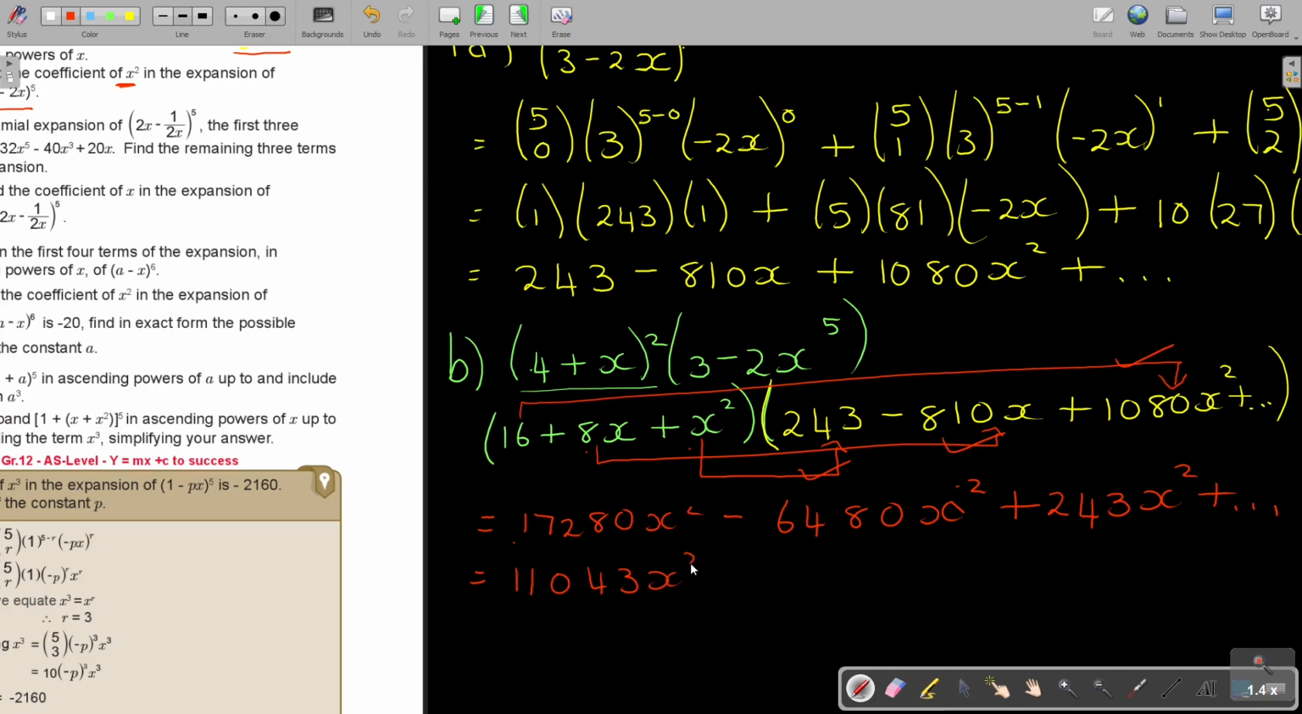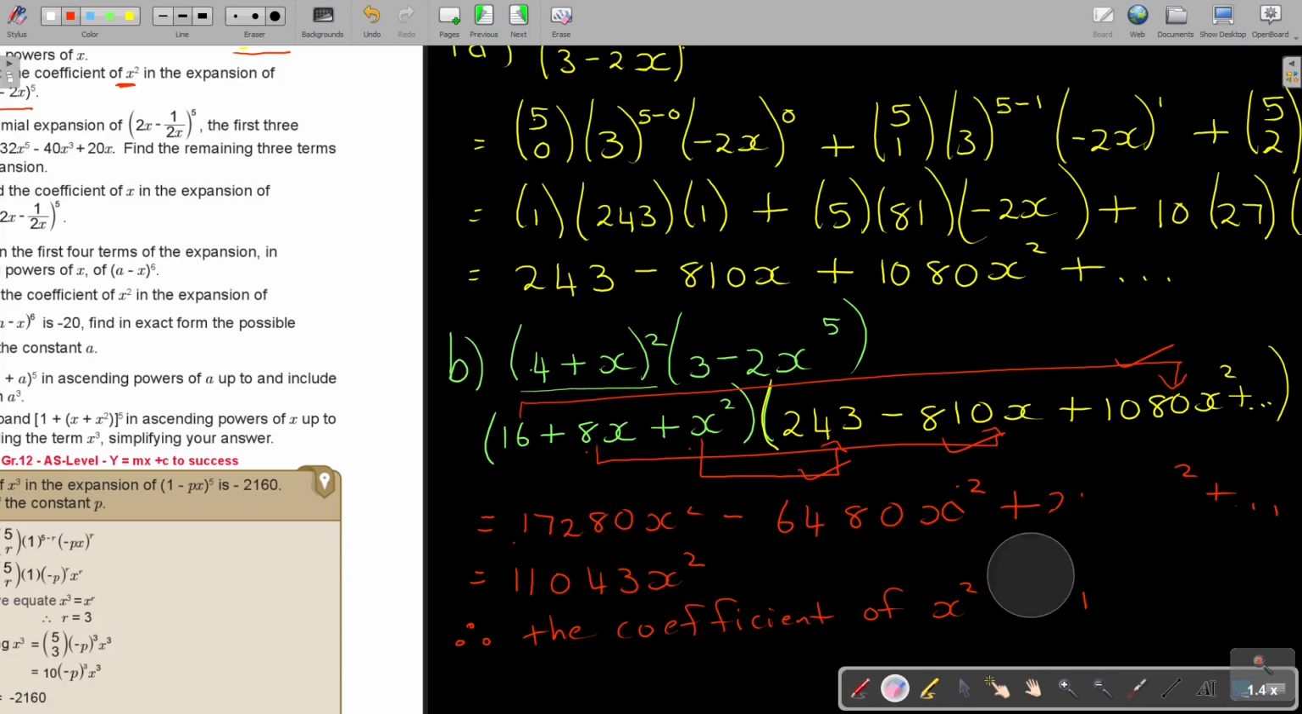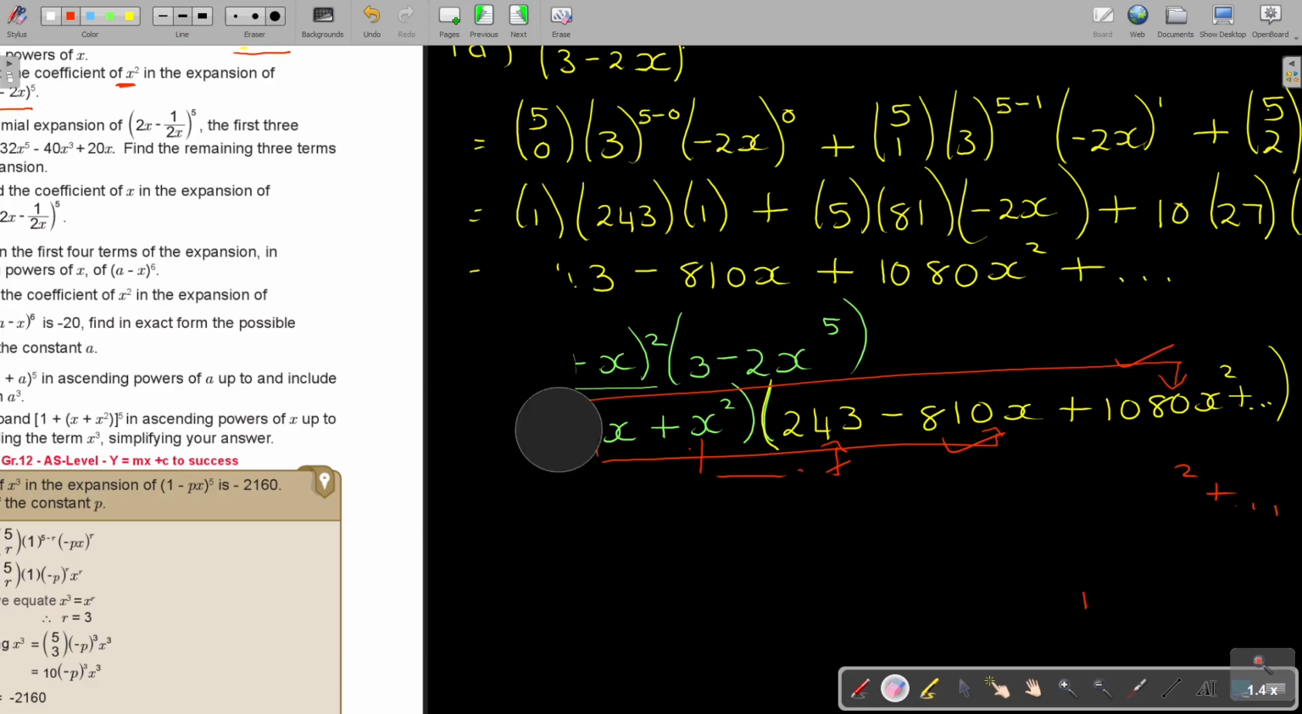And I'm getting 11043x squared. So I end up by saying, therefore, the coefficient of x squared is 11043. And that's how I do question number 1. Really not that difficult. Okay, let's start with question number 2.